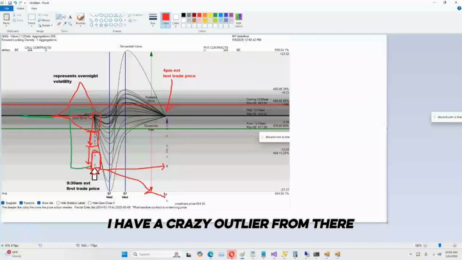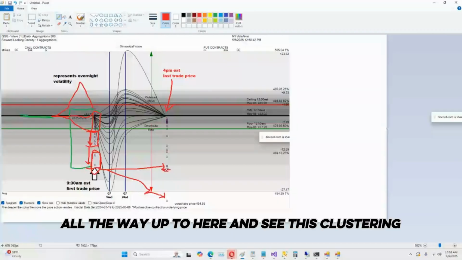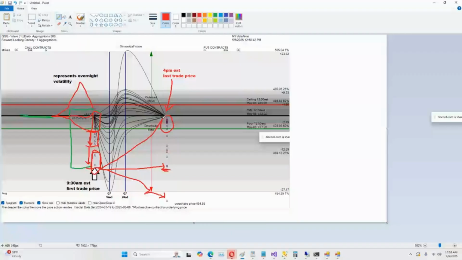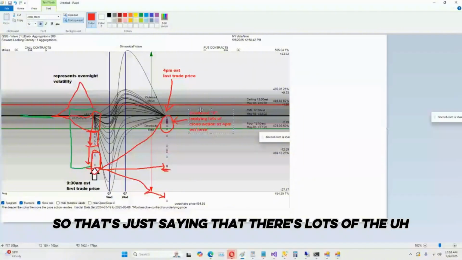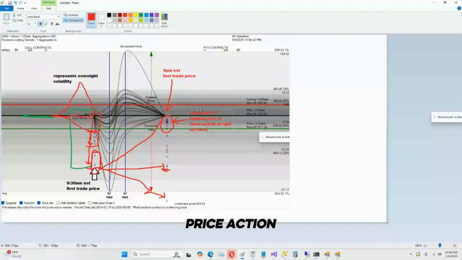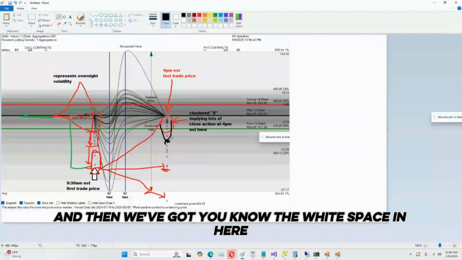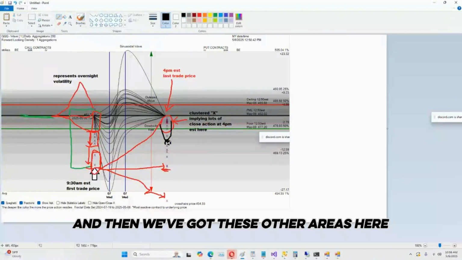I have a crazy outlier. From there, all the way up to here. And see this clustering? So we've had quite a few times that we've ended up here. So that's just saying that there's lots of the price action that's up in that area. And then we've got, maybe we fold that X into that. And then we've got the white space in here. And then we've got these other areas here.